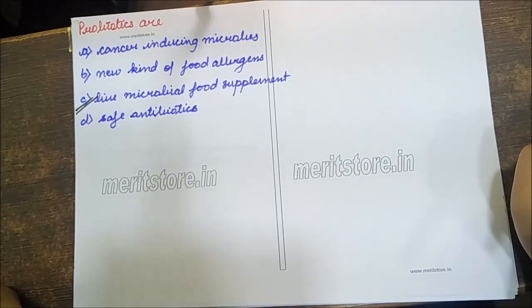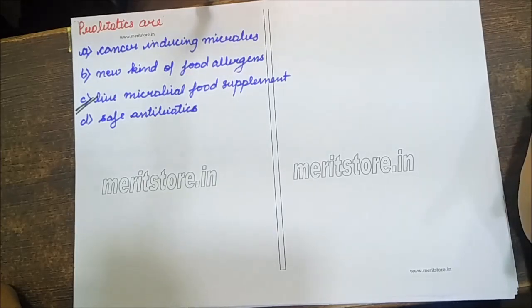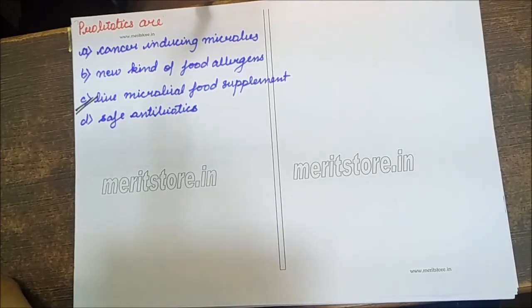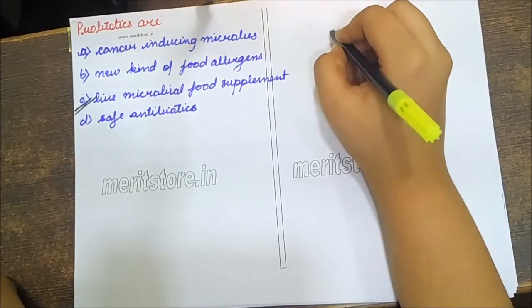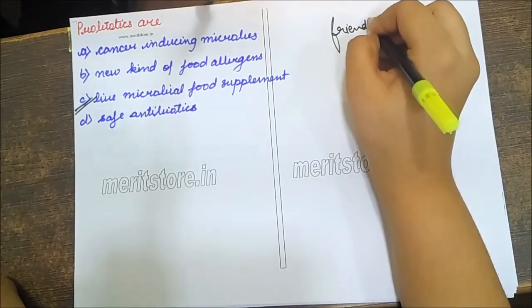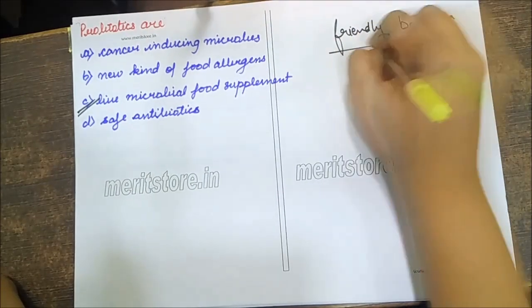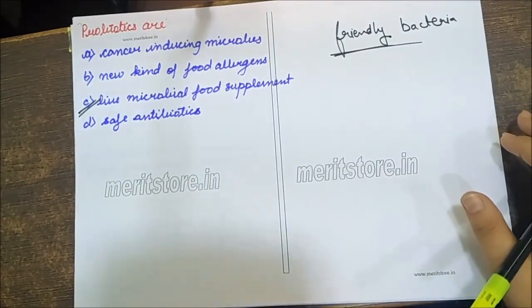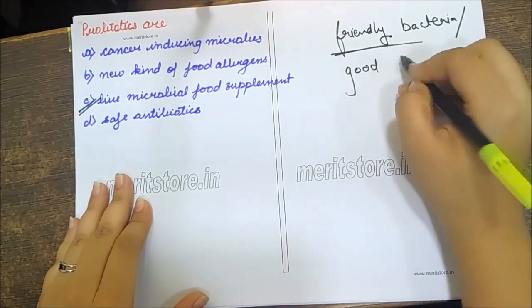First, let's know what probiotics are. Probiotics are live microorganisms, bacteria in most cases, that are similar to beneficial microorganisms found in the human gut. They are also called friendly bacteria. Let's know why. Friendly bacteria are also known as good bacteria.